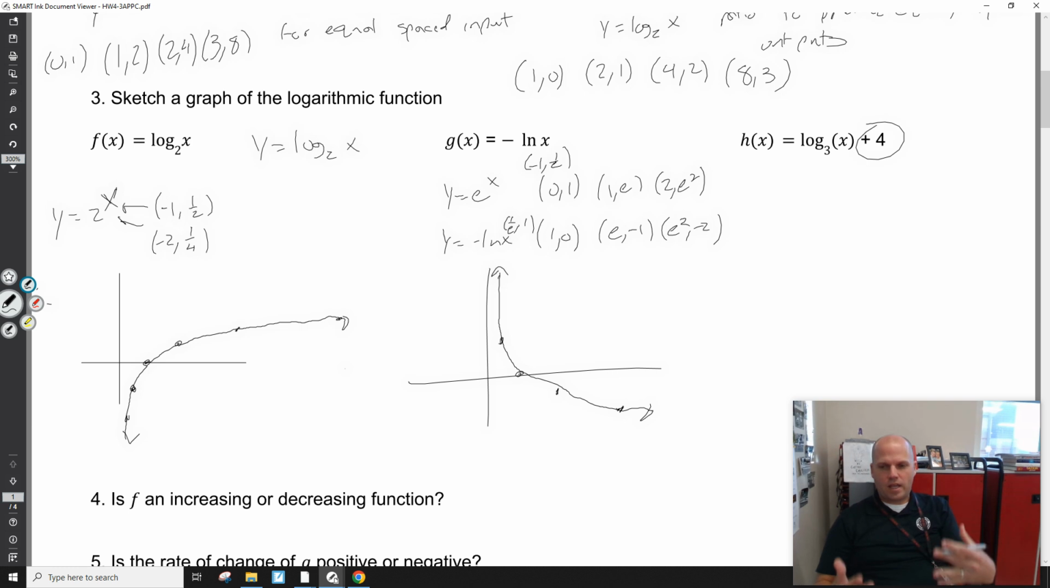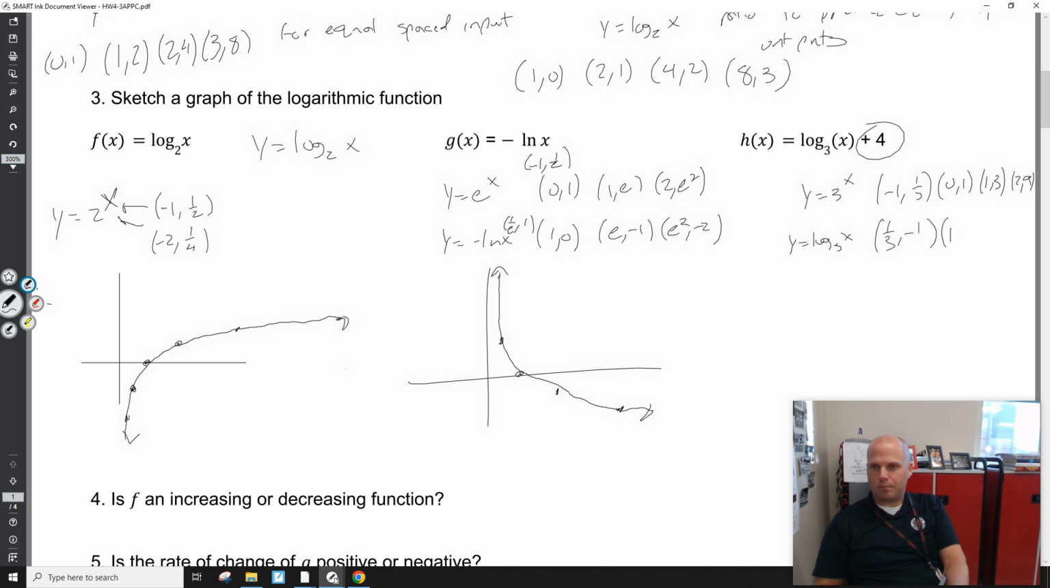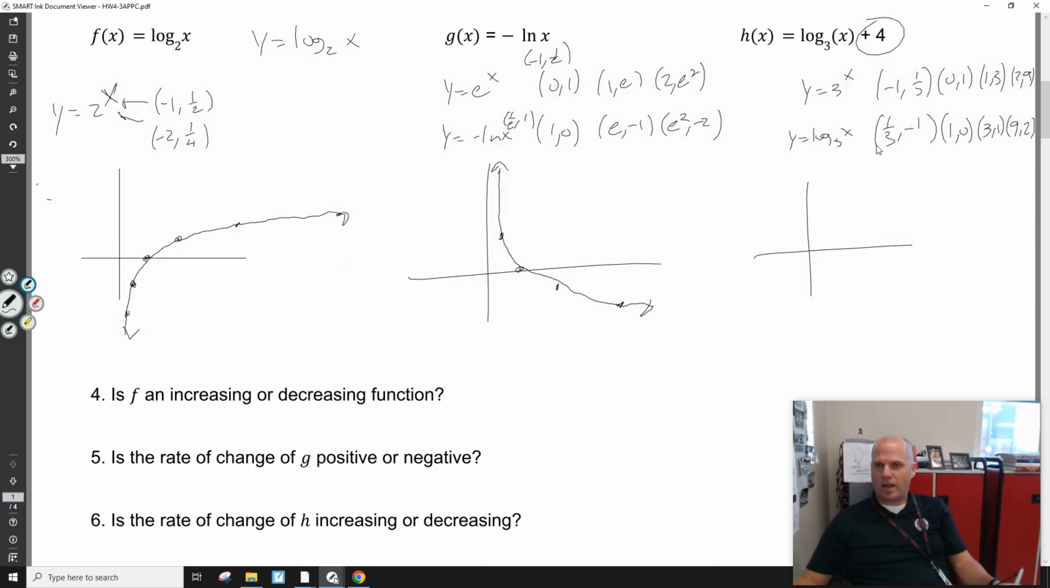Let's not worry about the 4 yet. Let's just talk about how log base 3 is the inverse of 3 to the x. I'll have some points on 3 to the x: (-1, 1/3), (0, 1), (1, 3), (2, 9). That means the log base 3 function has to map those back. So flip-flop the points, and we get log base 3 of x.